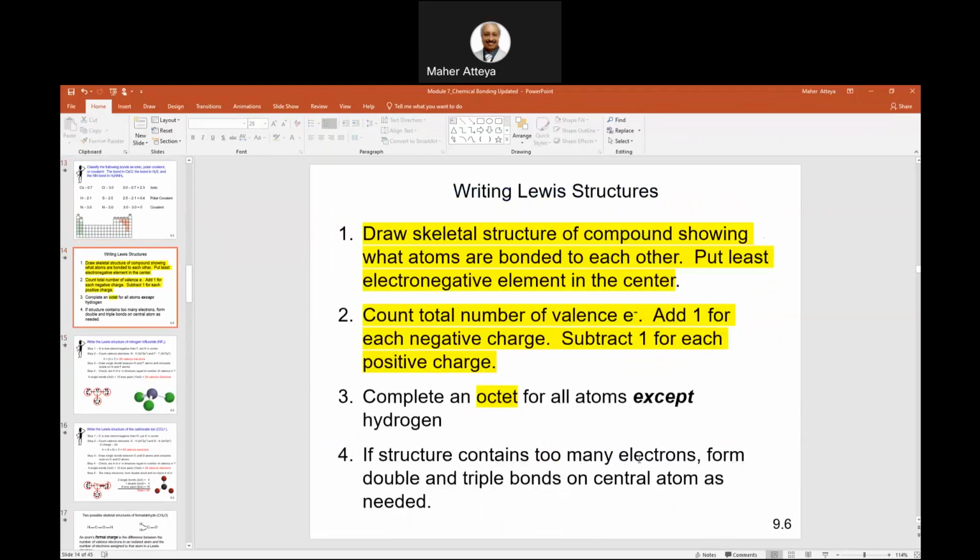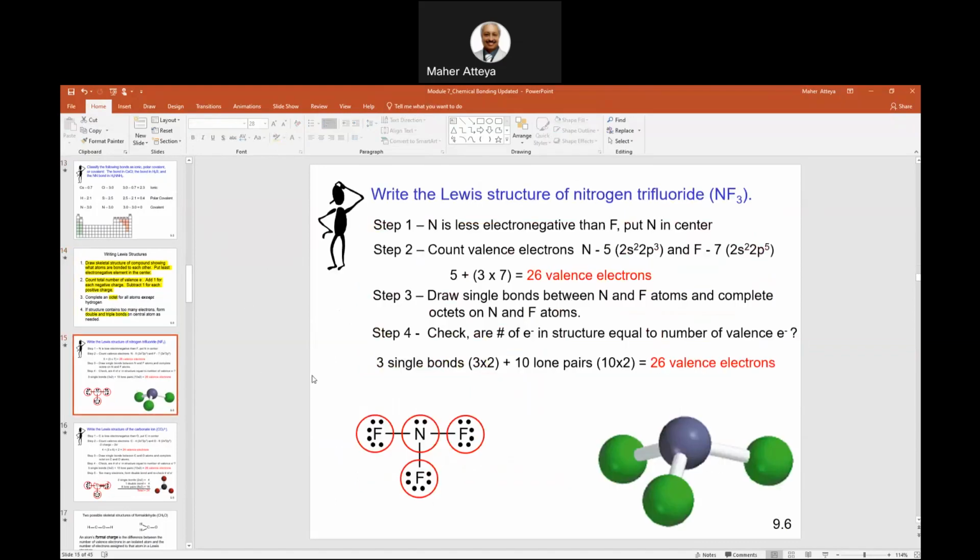If you have too many electrons and the octet rule is not satisfied, then you can make a double or triple bond. Sometimes a single bond will not do it, and that gives you a problem. So try to make double or triple bonds to satisfy the octet rule. So let's look at this one here. NF3. NF3 is nitrogen trifluoride. I want to see if it's polar or non-polar.